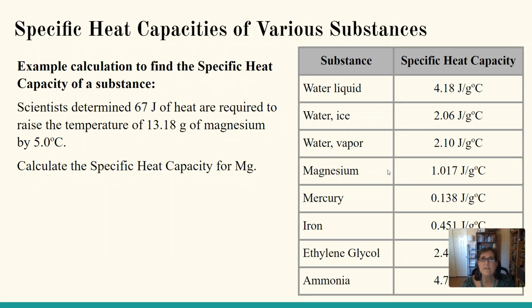So we can calculate specific heat. So let's look at an example. Scientists determined 67 joules of heat are required to raise the temperature of 13.18 grams of magnesium by 5.0 degrees Celsius. We're going to calculate the specific heat capacity for magnesium and see if we get what is in the table here. So again, it's the joules over grams times the change in temperature.